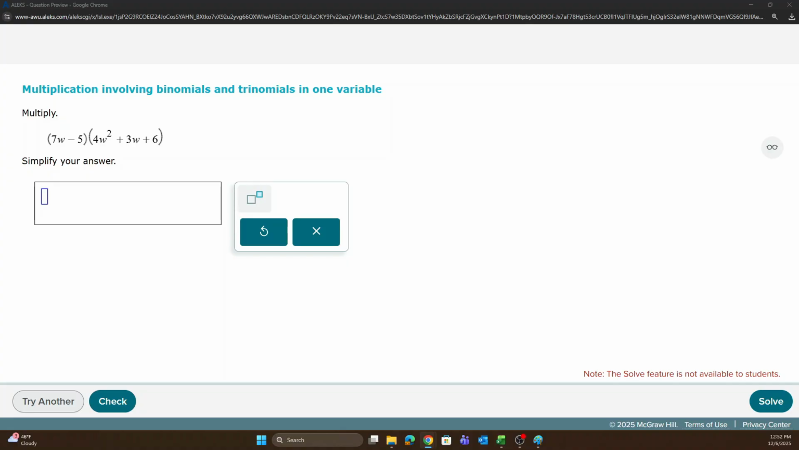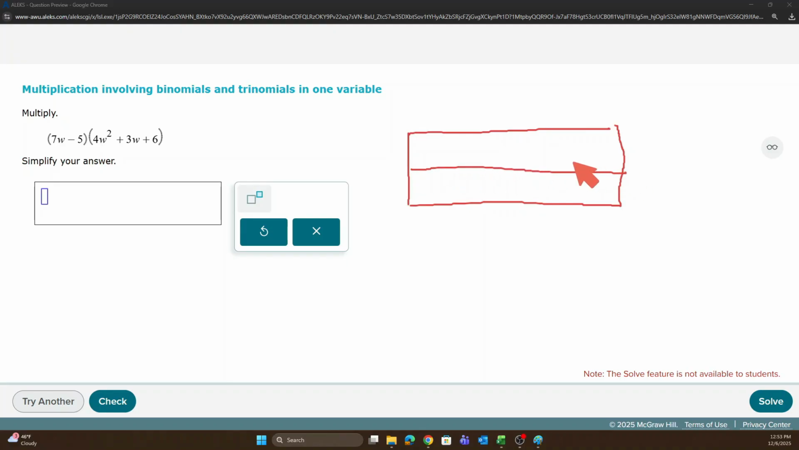All right, so here we have our problem set 8, and we're multiplying a binomial with a trinomial. So once again, I'm going to go ahead and use my box method. It's going to be a 2 by 3. We're going to do 4w squared, 3w, and then 6. And then here we're going to have 7w minus 5.